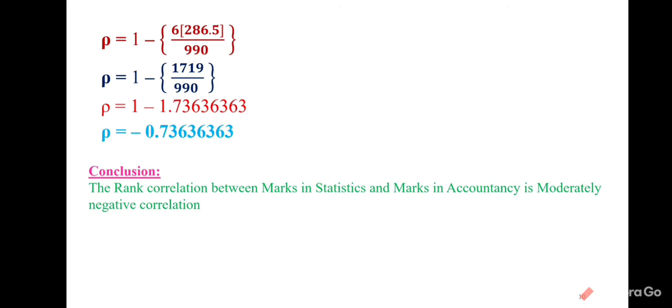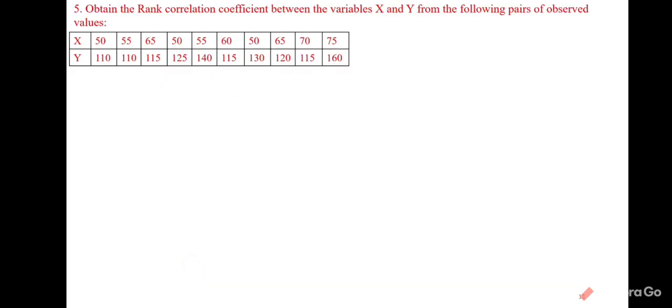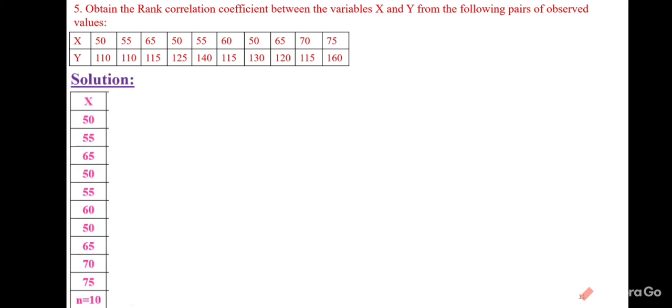And one more question I will explain. Let's go through that. Obtain the rank correlation between x and y. X and y are given. X will be 50, 55, 65, 50, 55, 60, 50, 65, 70, 75. So in this way we can follow.